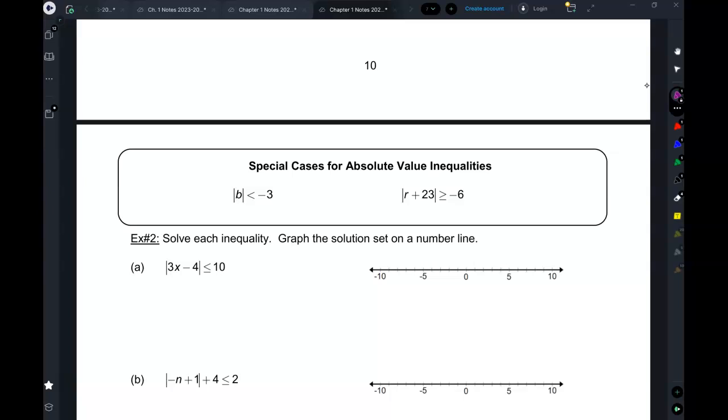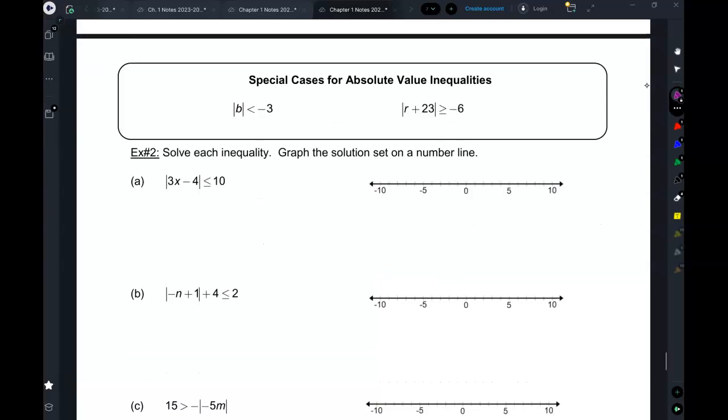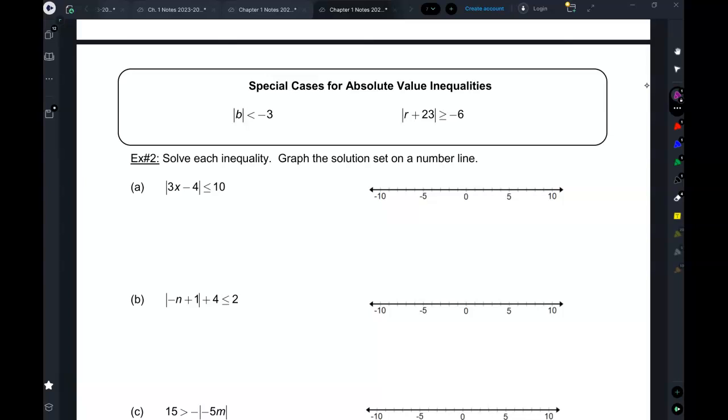Special cases. What if you have absolute value of b less than -3? Can that happen? That can't happen, because how can you have the absolute value of a number be less than a negative number? If a number comes out of the absolute value, it's always going to be positive, correct? How can that be less than a negative number? So this is always no solution.